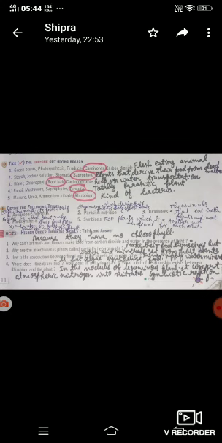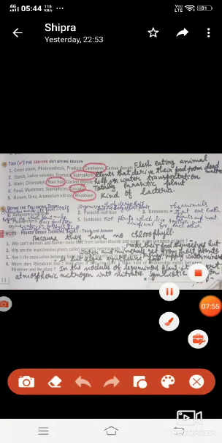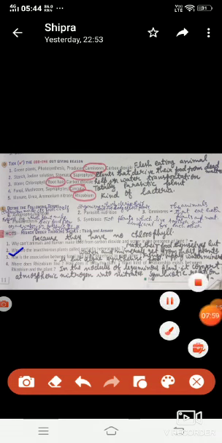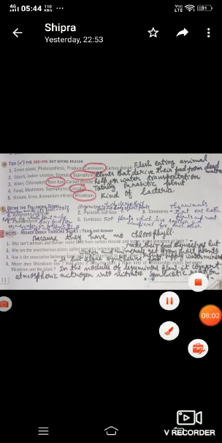Question 2. Why are the insectivorous plants called partial heterotrophs? That is here because insectivorous plants depend on the host, but they prepare their own food, make their food themselves, but water and minerals are obtained from the host.